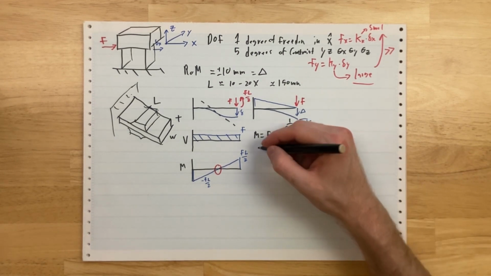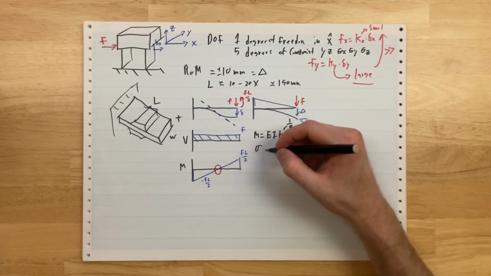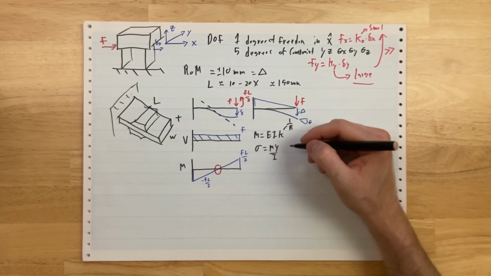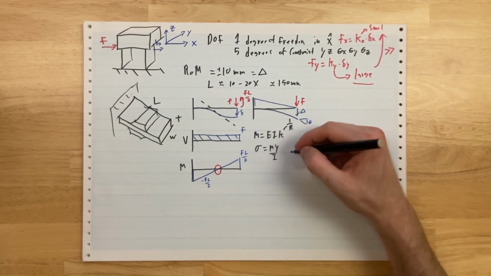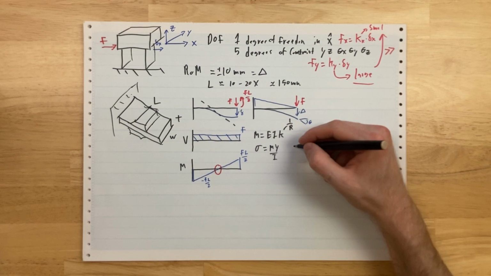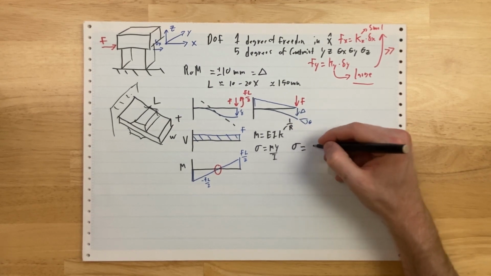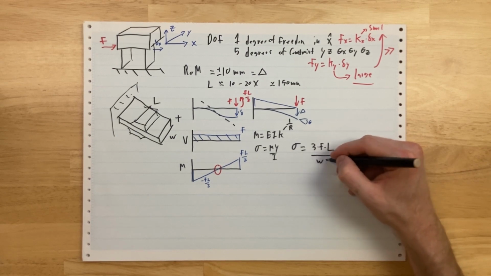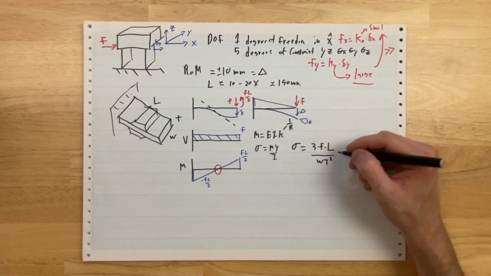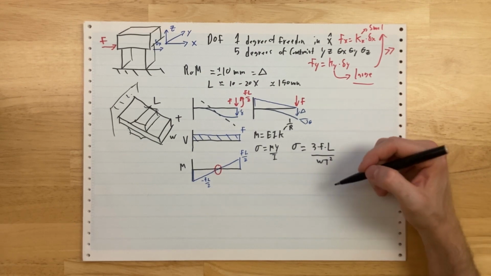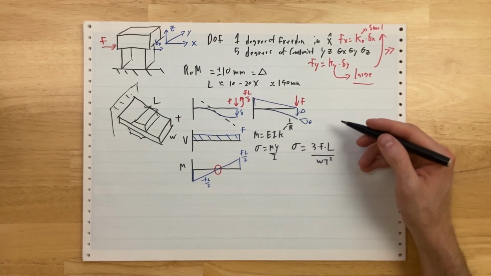Okay, but we still need to figure out how to size this beam for this range of motion without failure. So we know that the stress in the root of the beam is equal to My over I, and we can plug and chug in this setup with a length, width, and thickness, and we get that sigma, the stress, is 3 times F times L over W T squared. This is actually not that useful. I don't really care about the stress as a function of force. I care about stress as a function of displacement in the beam. So how do I get that?